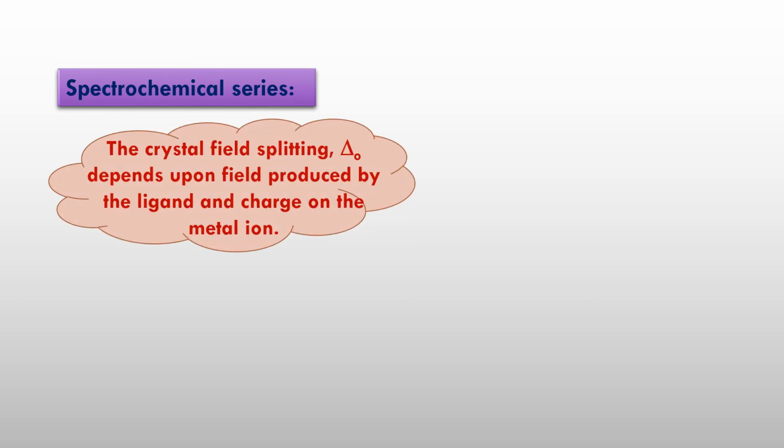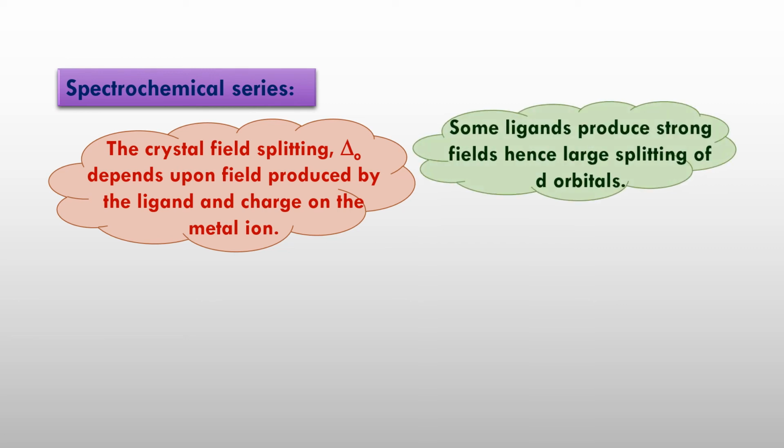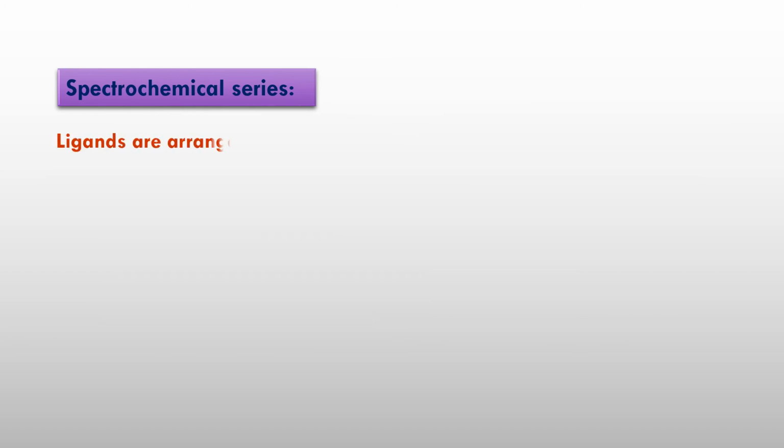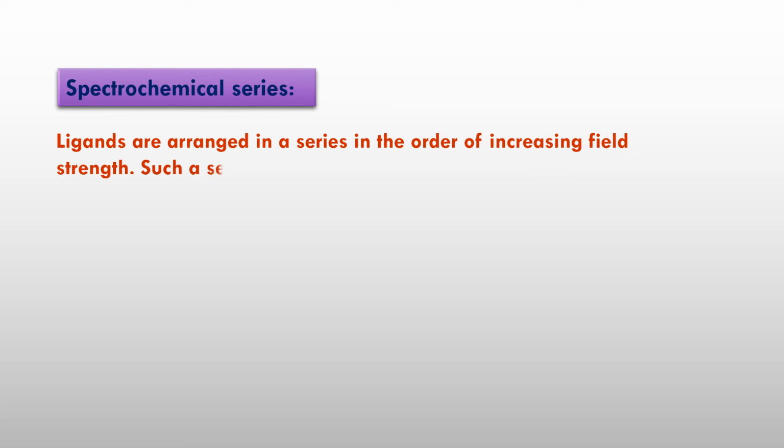Now students, we'll study about the spectrochemical series. Let's see what we mean by spectrochemical series. The crystal field splitting, that is delta naught, depends upon the field produced by the ligand and the charge on the metal ion. Some ligands produce strong fields, hence large splitting of d orbitals. If large splitting is there, then it is a strong field ligand. If weak splitting is there, then it is a weak field ligand. So the spectrochemical series is nothing but ligands arranged in a series in the order of increasing field strength. Such a series we term the spectrochemical series.